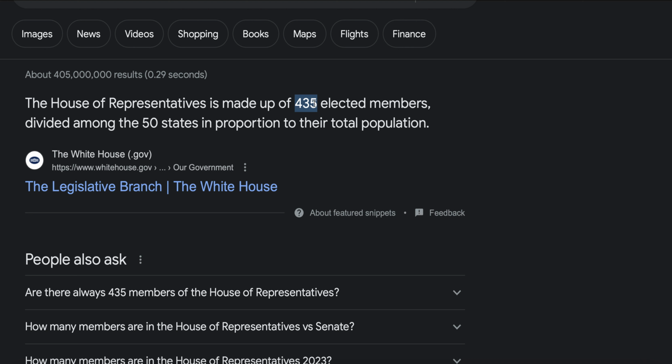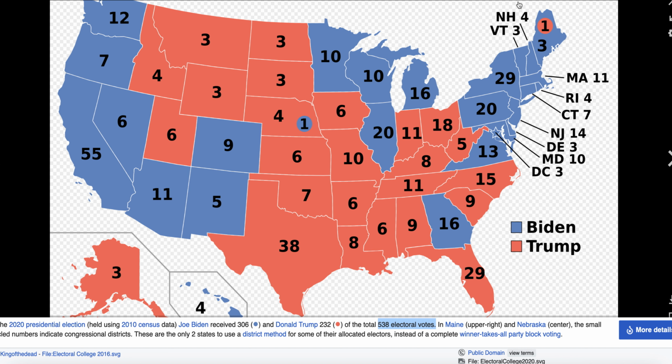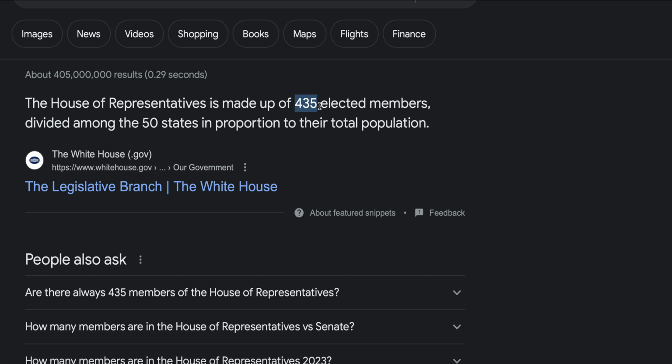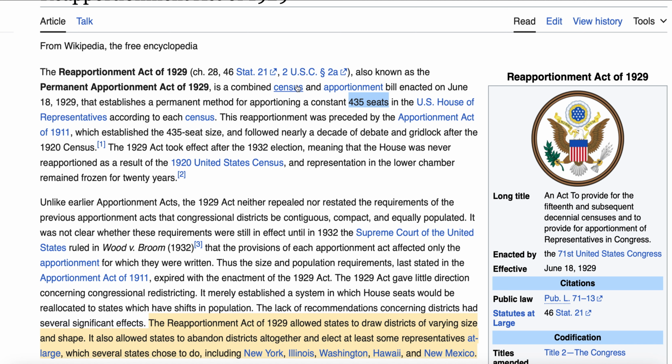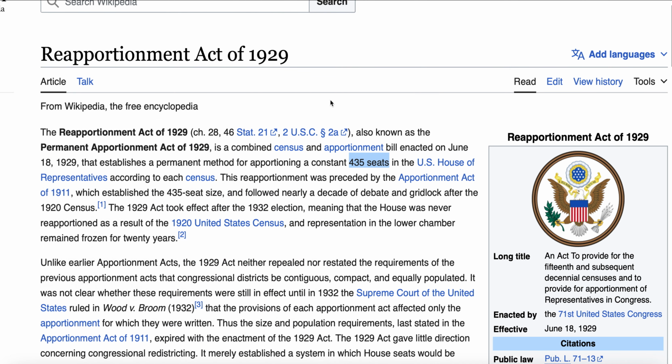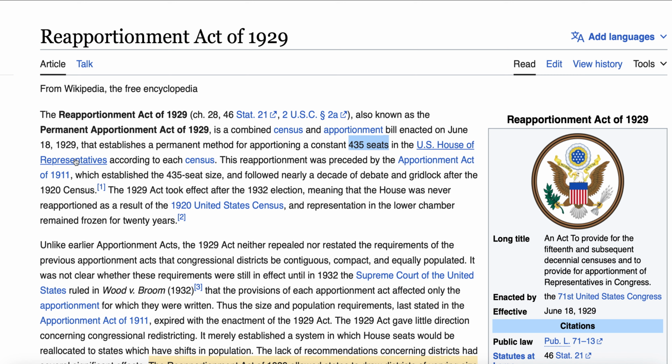Again, this number right here is the problem. This should be at least 5,435, not 435. Okay, so our Electoral College, 538 total. The reason why it's only 435 members of the House of Representatives is because of this. The Reapportionment Act of 1929 was a bill enacted on June 18, 1929, which established a permanent method for apportioning a constant 435 seats.